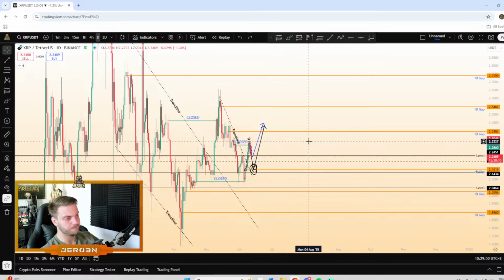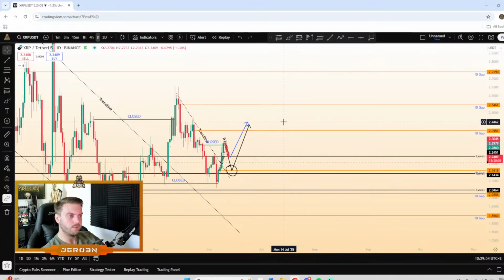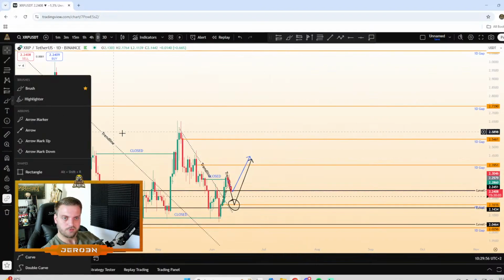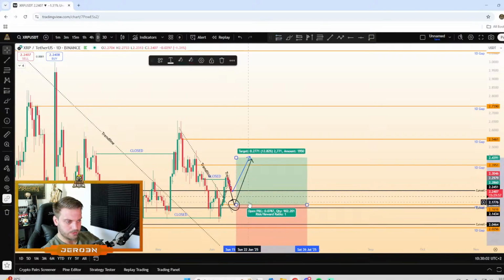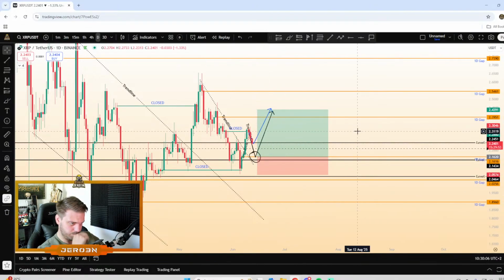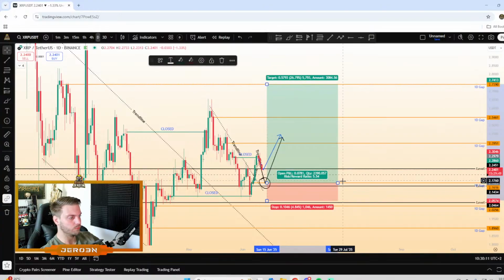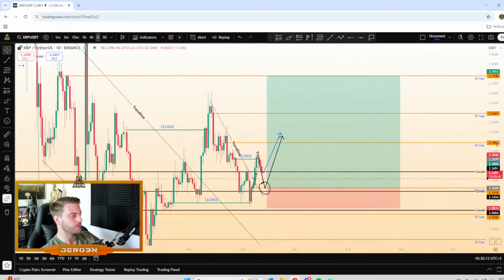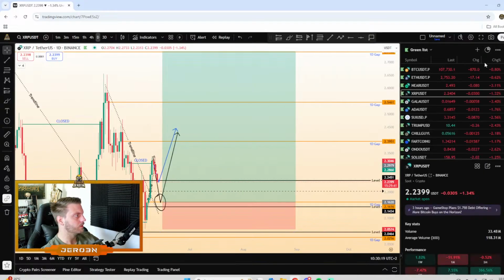Okay, so the possibilities for this, if you are waiting for the retest like I am at the moment, I would want to see something like this, stop loss below the low, and for continuation up. Okay, so alert is set, give us the retest, baby.